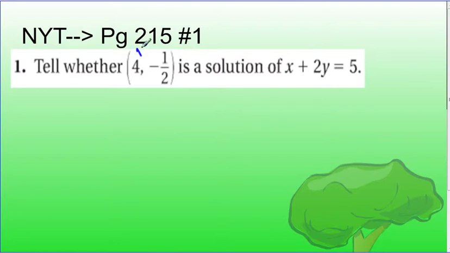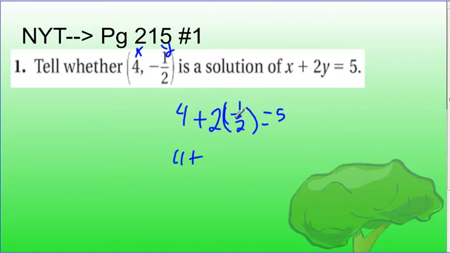Okay, so we're going to plug the x in for x, y in for y, so this will become 4 plus 2 times a negative 1/2 equals 5. Well, 4 plus 2 times negative 1/2. Well, half of 2 is 1, and the opposite, that would be a negative 1. 4 plus negative 1 is a 3, and 3 equals 5? No. So this point is not a solution to that equation.